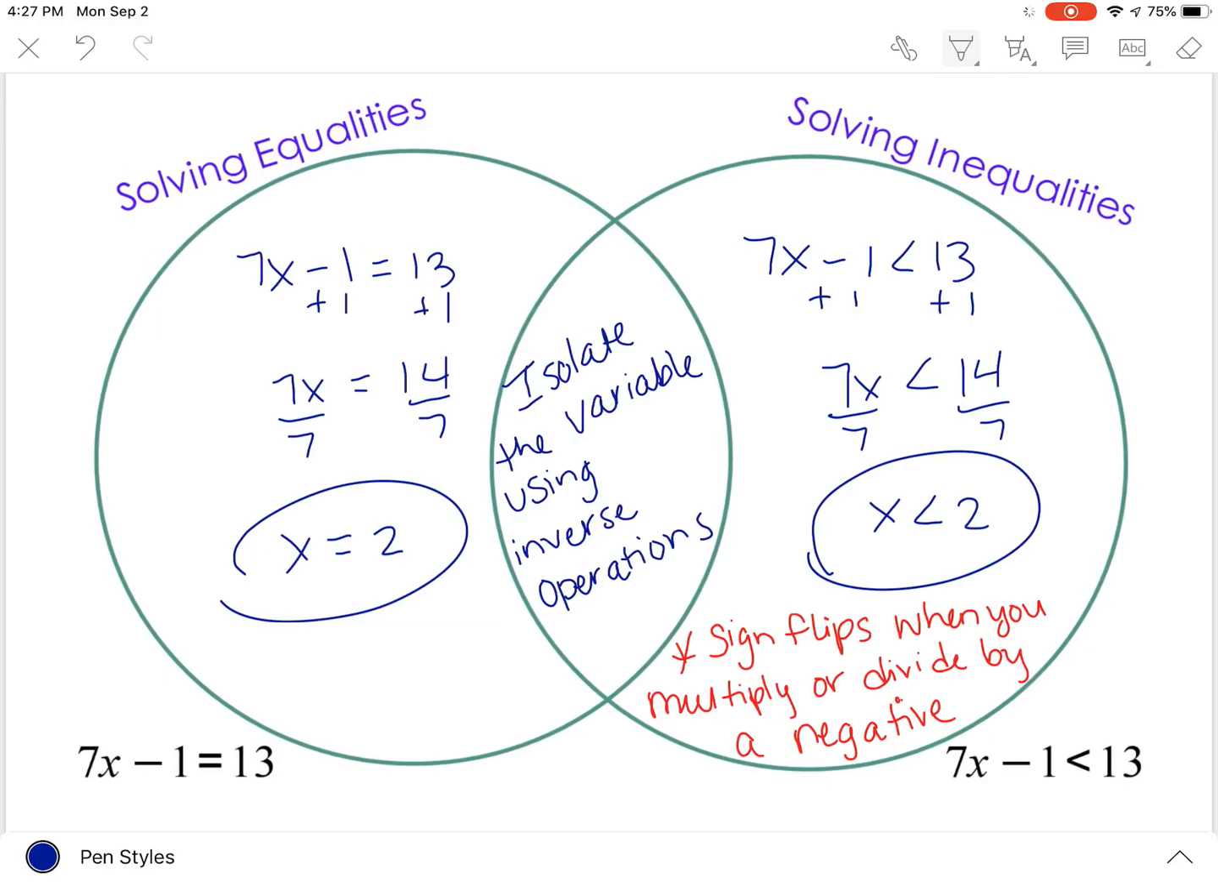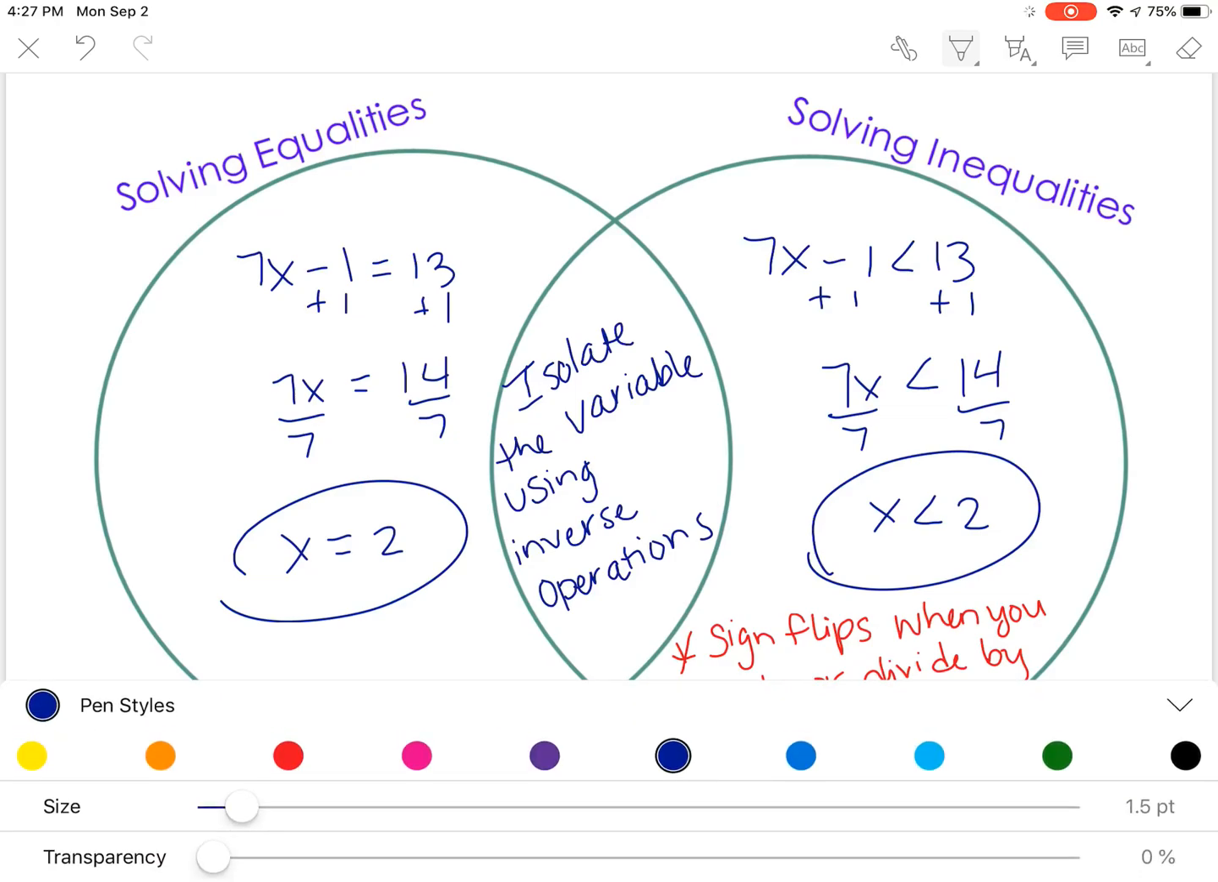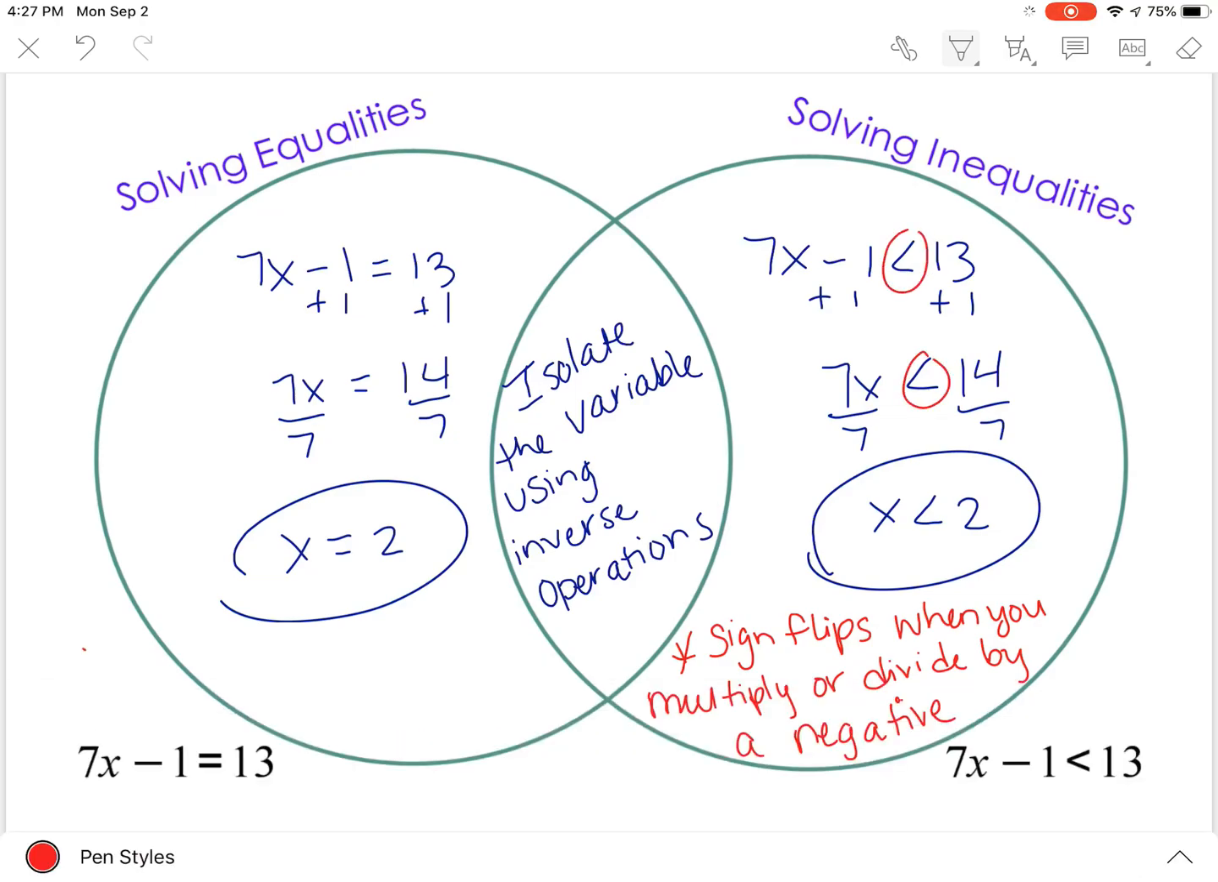Solving equalities and inequalities are very, very similar. In both, you're going to isolate the variable using inverse operations. Really, the only difference is that in an inequality, you have an inequality sign. So for this particular problem, we've got this less than sign instead of an equal sign. The major difference is that when you multiply or divide by a negative number, your sign will flip. So for example, if we have a less than sign, and we multiply or divide by a negative when solving our inequality, the sign would flip and become a greater than sign.